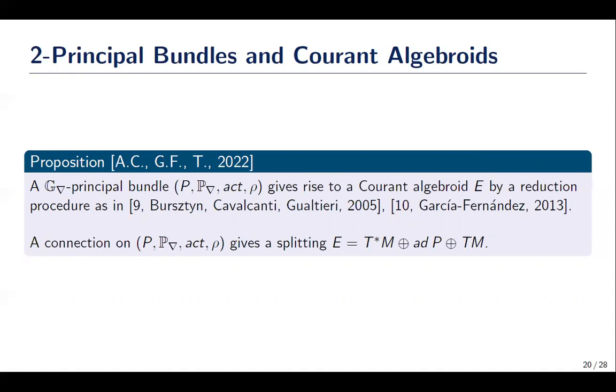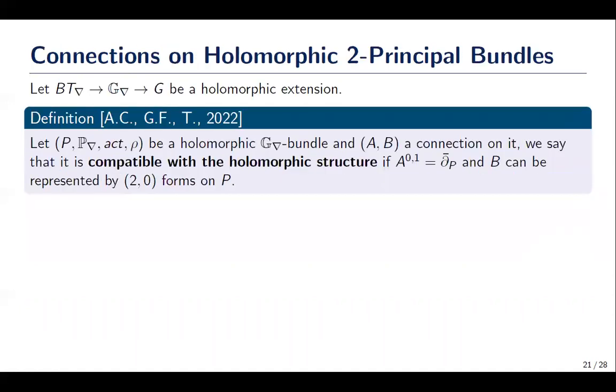But what I want to do is to talk about holomorphic principal bundles. And so if I have a holomorphic extension and I have a connection, well, first of all, I have not defined what a holomorphic G-nabla bundle is. A G-nabla bundle would be given by a gerbe with connective structure, an isomorphism, and a 2-isomorphism. So I just want everything to be holomorphic, including the connective structures.